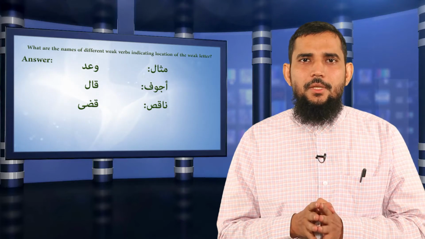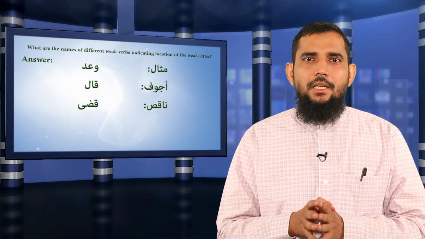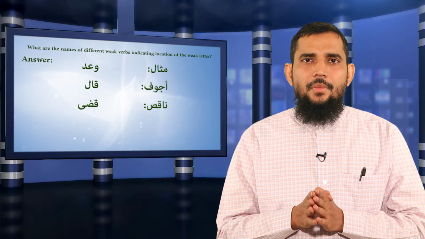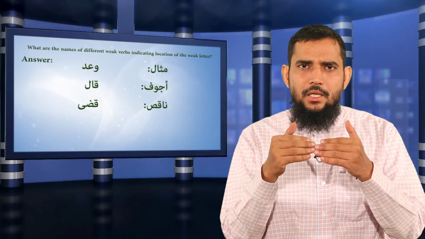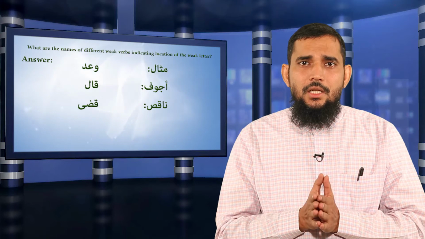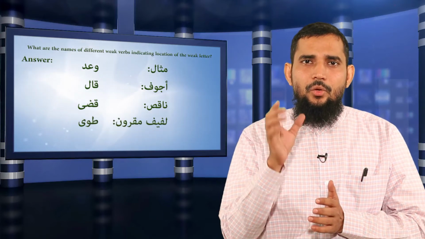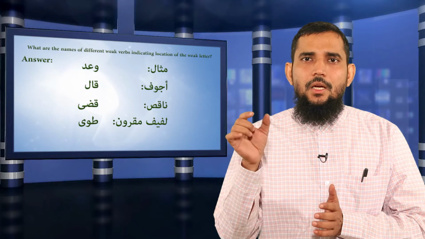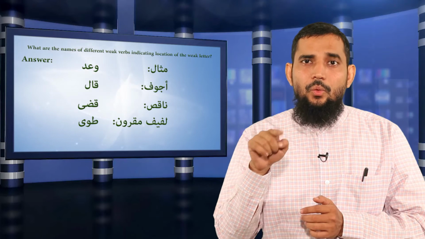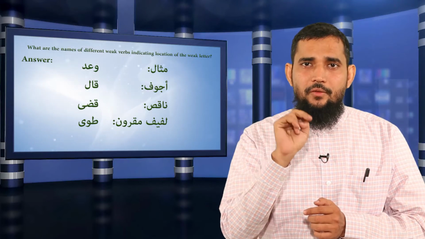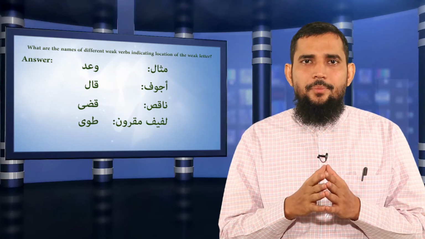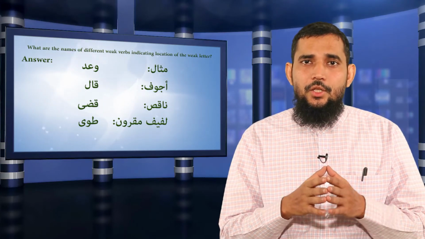And also there is a possibility that there are two weak letters in a verb, but both are coming together or both are coming separately. If both are coming together, we call it lafif maqroon. An example is tawa, yatwi. In tawa you can see ta, waw, ya. Waw, ya, two different weak letters are coming together in a single weak verb. And lafif maqroon is over.